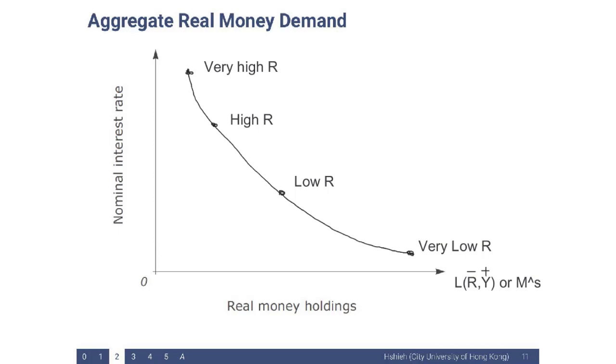I'm not very good at drawing these graphs. Okay. All right. So I'm just going to draw some arbitrary points here just to help with the intuition. Very high R, low R, and very low R.